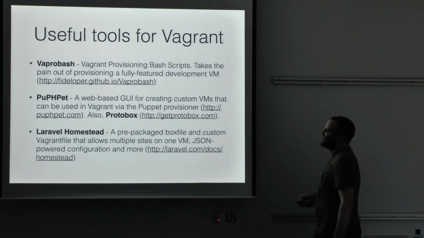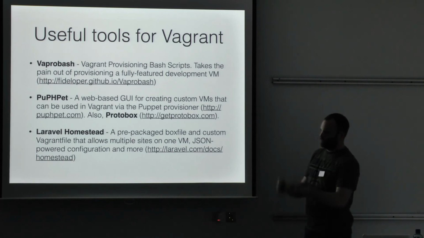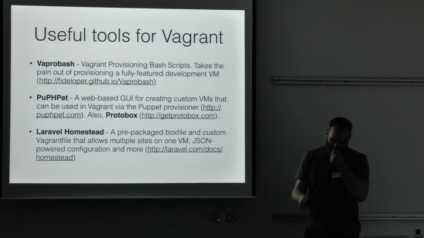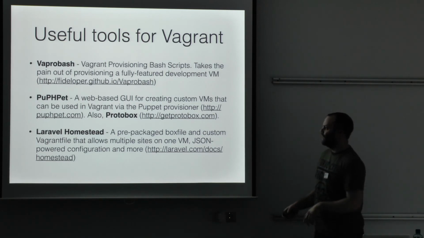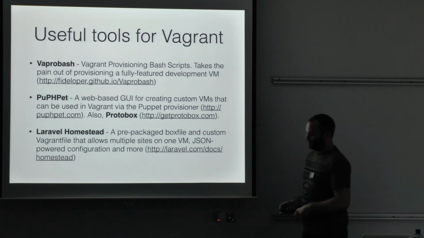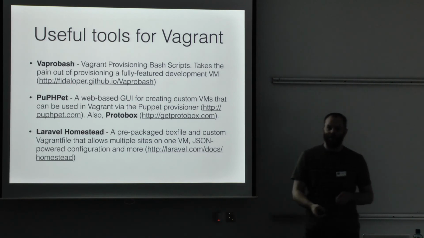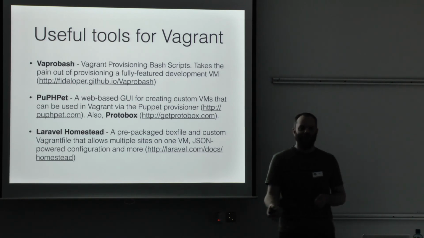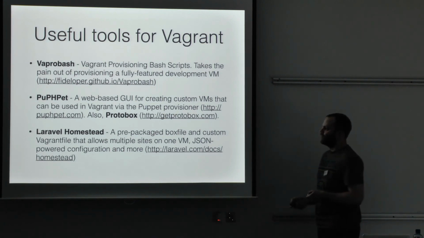Puppet, I think, is a web-based GUI for creating custom VMs that can be used in Vagrant via the Puppet provisioner. So it's just a website. You go to the website, you say, I want whatever version of the operating system, I want Apache to be installed, MySQL, PHP, I want these settings, that settings, and so on. And at the end of it, you get a Vagrant file and, remember I mentioned Puppet from before, you get some Puppet scripts as well that will work with the Vagrant file to create whatever environment you decided to create using that website. Protobox is something very similar to that.